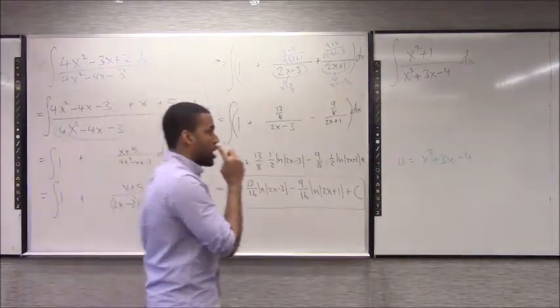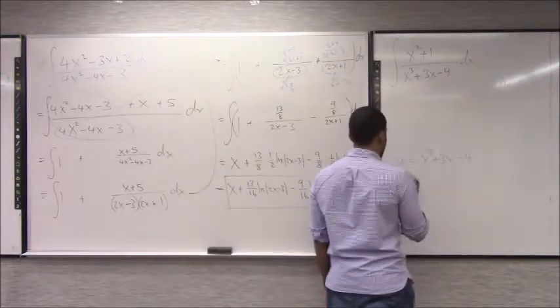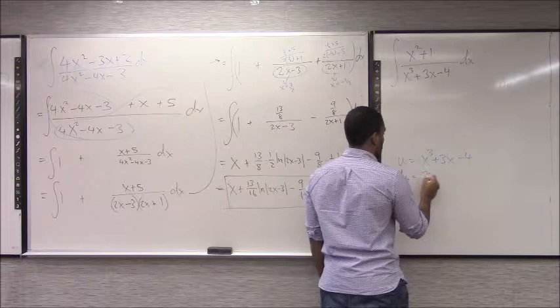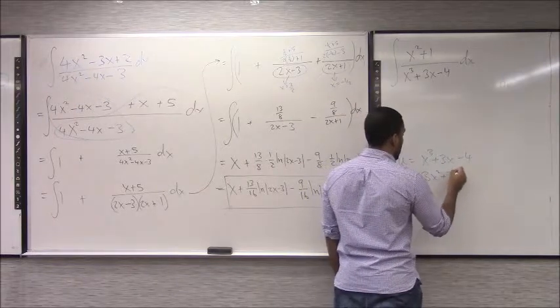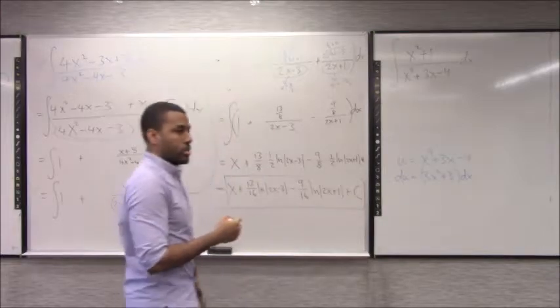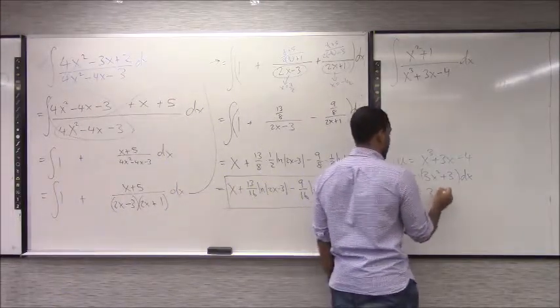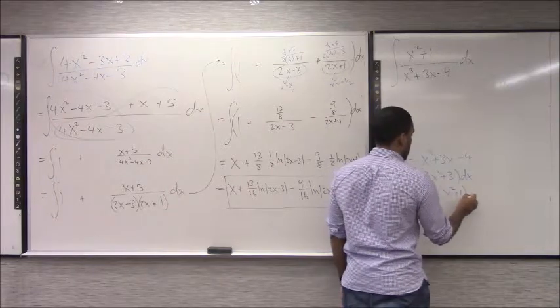But let's say you tried that. What would we get here? What is the 3x squared plus 3? Do you see anything? Yeah, you could actually just factor out a 3. That's your x squared plus 1 dx right there.